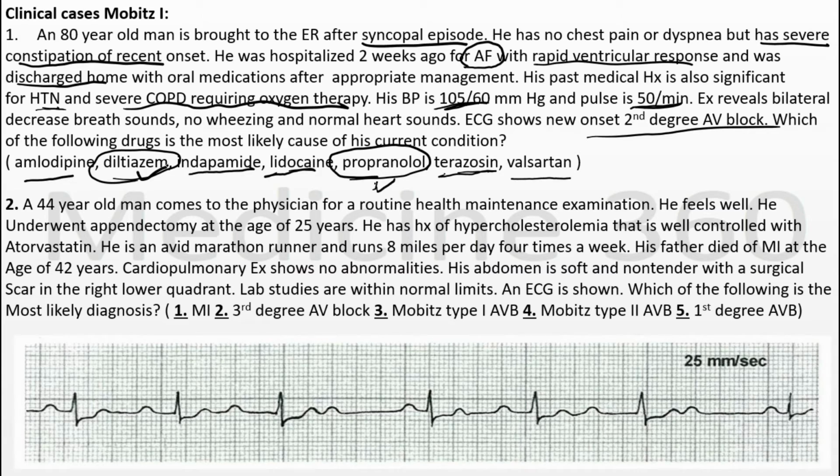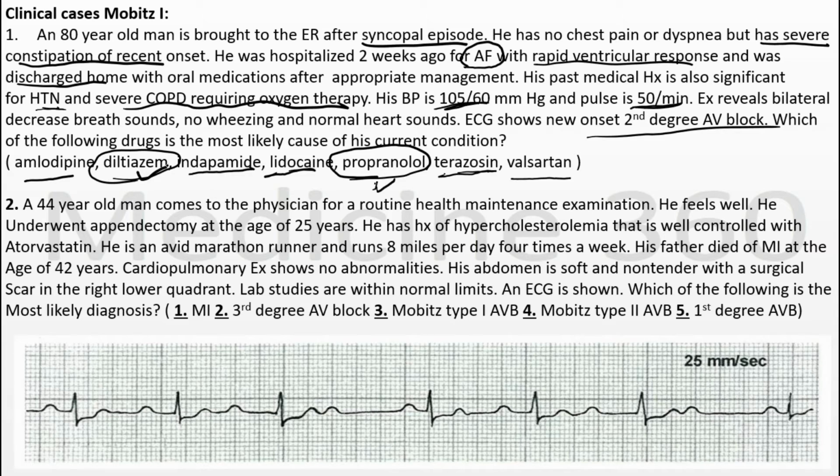Cardiopulmonary examination shows no abnormalities. His abdomen is soft and non-tender with a surgical scar in the right lower quadrant. Lab studies are within normal limits and ECG is shown. Which of the following is the most likely diagnosis?